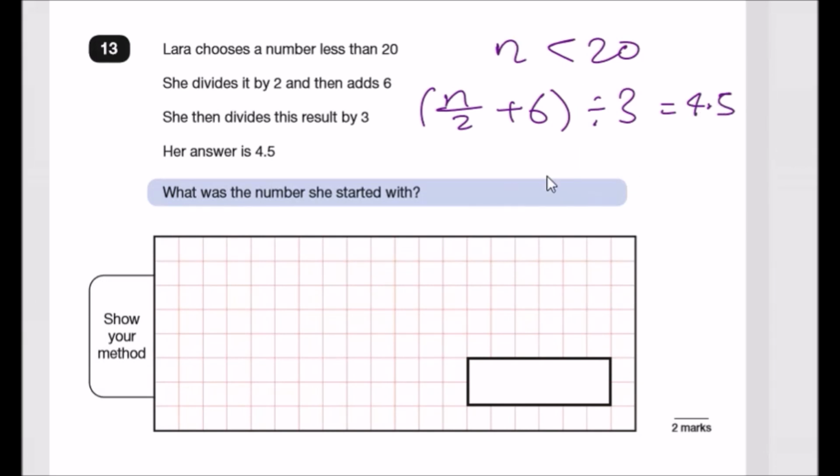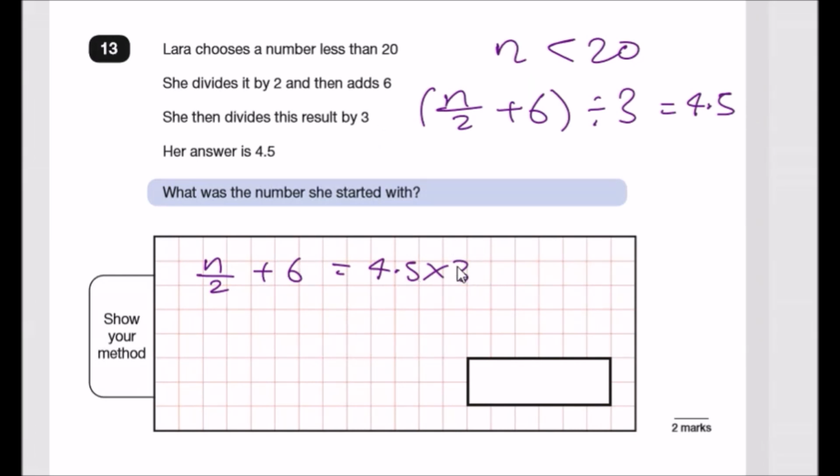So what we need to do is work this in reverse. From 4.5, we need to multiply by 3. So we're going to have n over 2 plus 6 equals 4.5 times 3. And then we're going to subtract 6. So let's work this out.